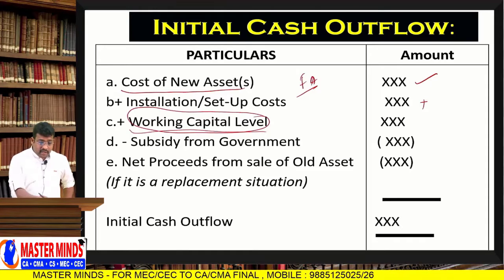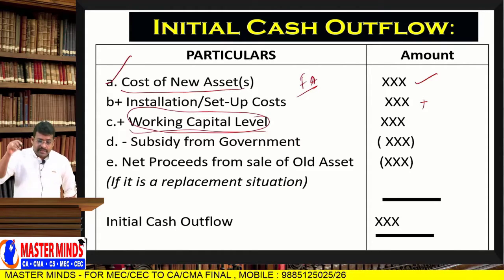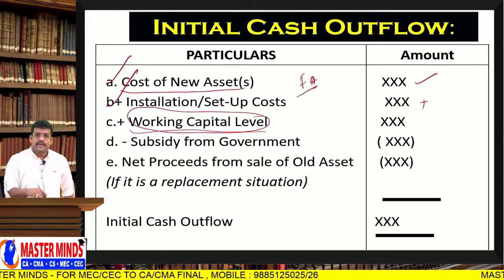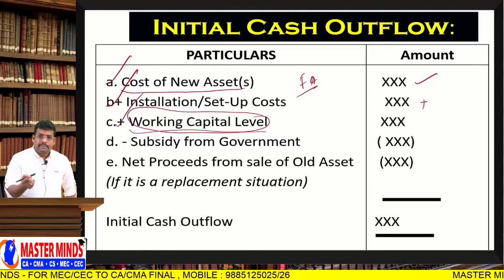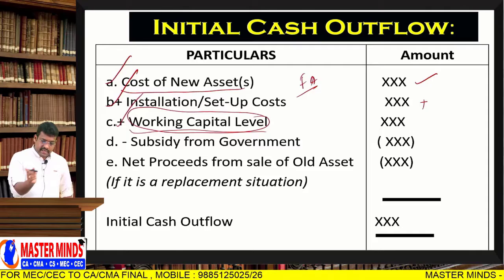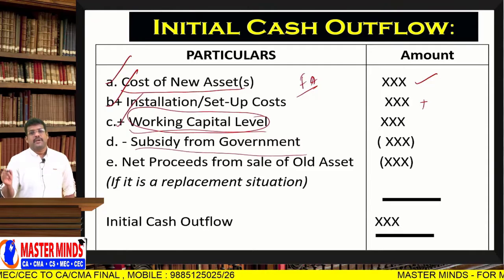Okay. So that's why the cost of asset you take. Plus installation charges are also there. That is also part of investment. Add it. And working capital is there. If it is there, add it. Thereafter, subsidy from the government.